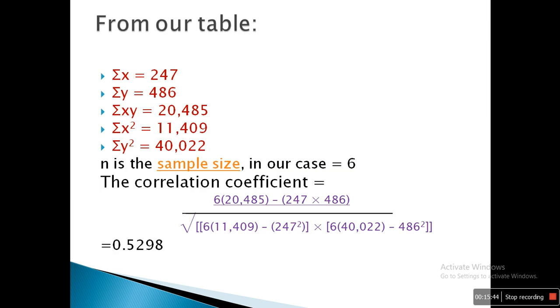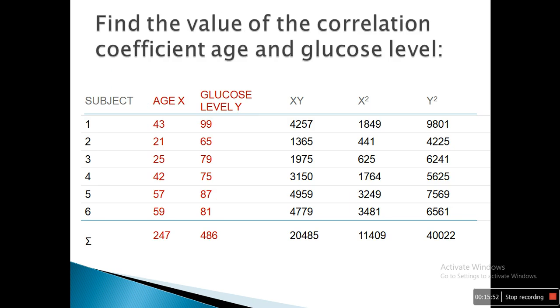0.5, which means, first of all, it is positive. Positive means there is a positive relationship between the two variables. The two variables are age and glucose level. So there is a positive relationship between the two variables. If the age is increasing, the glucose level will also increase. This is one thing which we could understand.